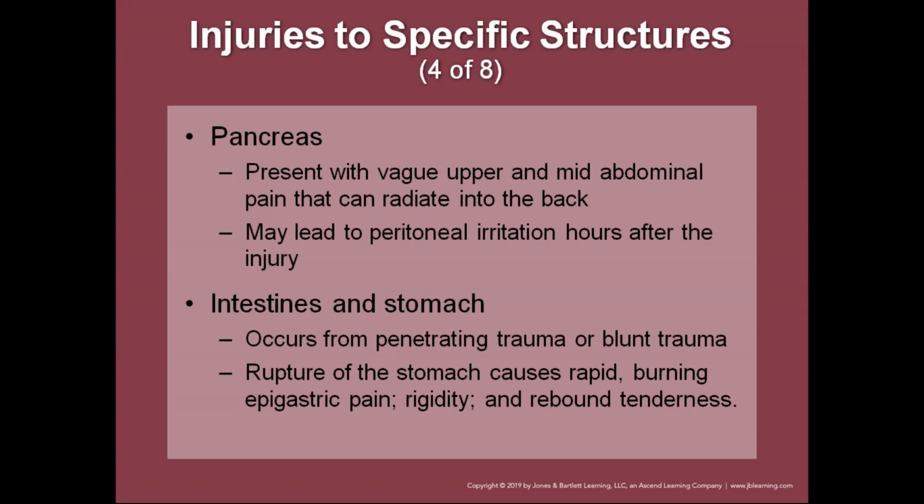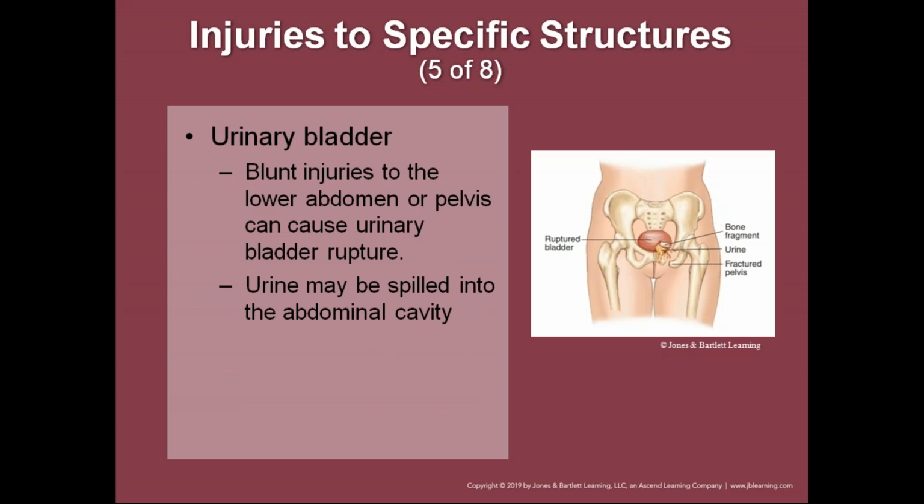And we talked about the rupture causes some of those signs. The burning, epigastric pain, rigidity, rebound tenderness. Okay. Urinary bladder. Blunt trauma to the lower abdomen or pelvis can cause urinary bladder rupture. Remember, this is going to be more the case if they have a full bladder, as they have a higher probability of a rupture, and it's due to that blunt trauma or sudden deceleration.